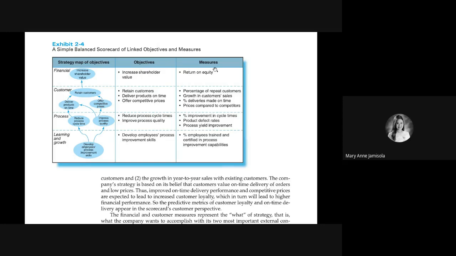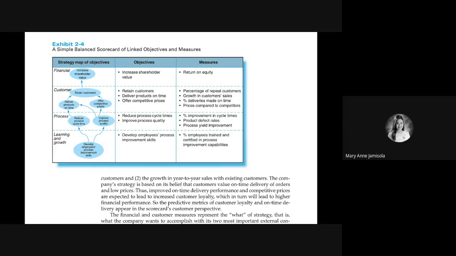And then on the third column, we have the measures. So measures help us get a clearer perspective on our status with regard to our objectives. So because here the objectives are like general in nature, then the objectives are also expressed in statements or words, no?